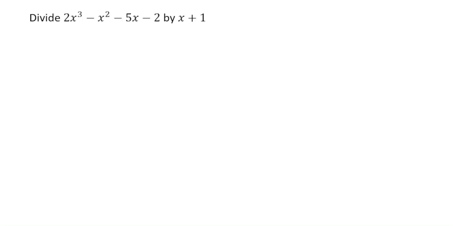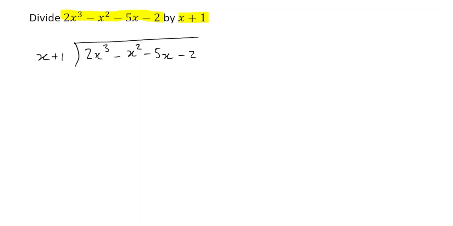We're going to divide this polynomial here, 2x cubed minus x squared minus 5x minus 2, by this polynomial, x plus 1. And the way to do this is basically using a method that's very similar to long division. So we're going to write our first polynomial, 2x cubed minus x squared minus 5x minus 2. We're going to divide this whole thing by x plus 1.